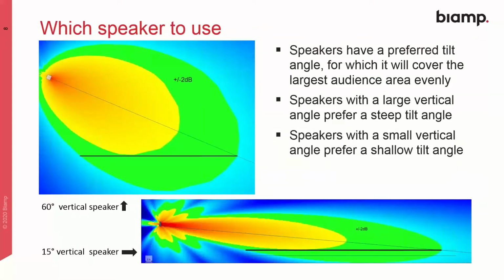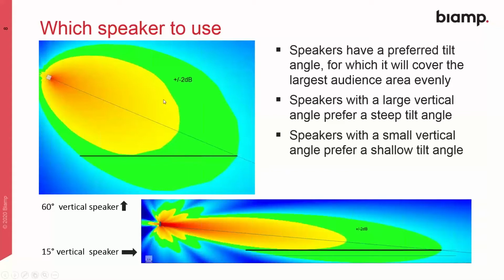Which speaker to use? Something that's not maybe talked about as much as it should be, but loudspeakers have a preferred tilt angle for which they will cover the largest audience area evenly. Look here on the left, I have it written as a 60-degree speaker. It might be a 50 or 40, I'm not certain. This line along the bottom represents the seating area.